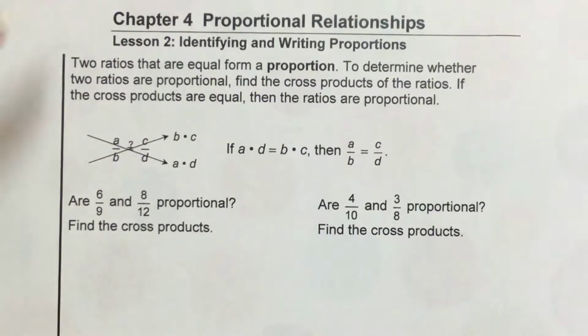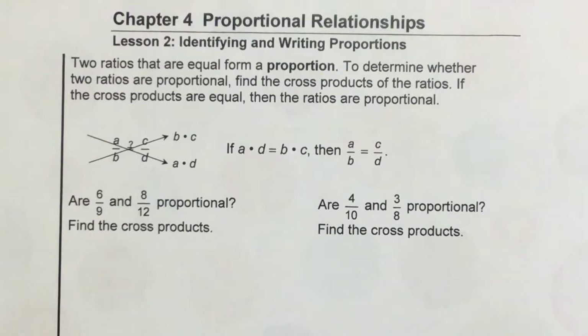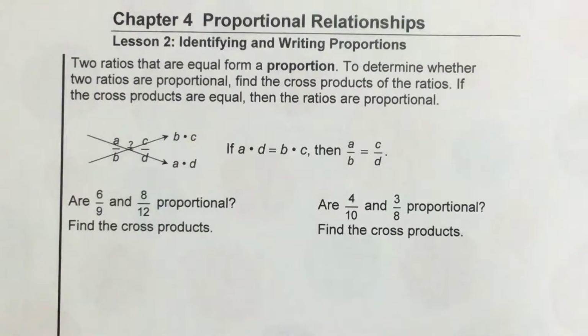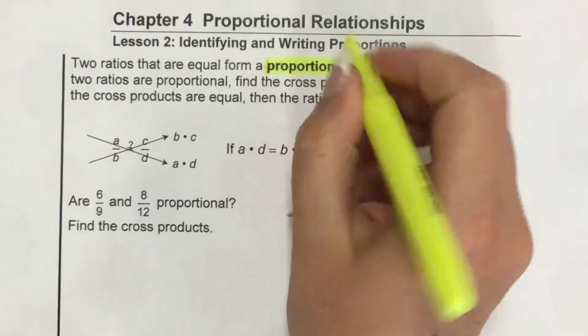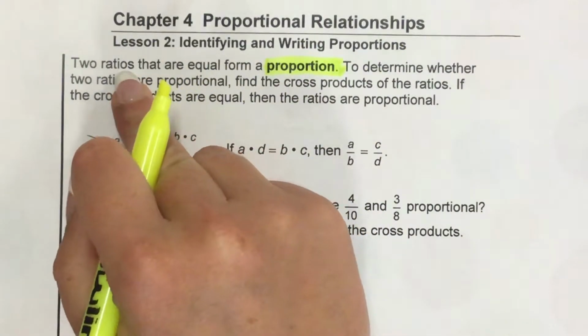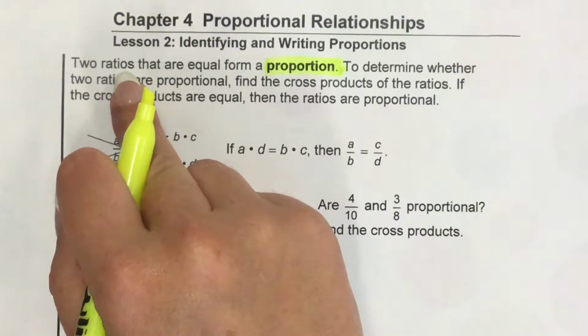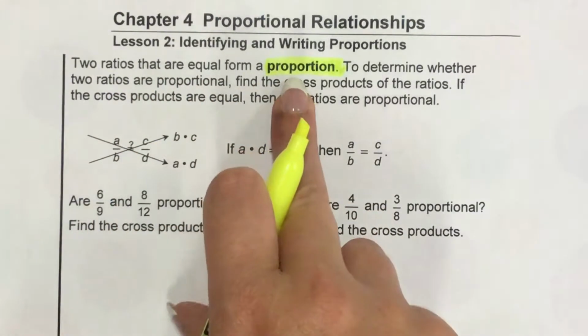All right, we are back talking about Chapter 4, Proportional Relationships. And now we're moving on to Lesson 2, Identifying and Writing Proportions. Two ratios that are equal form a proportion. And remember, when we're talking about ratios, for the most part, we're going to be using them in their fractional form. So two ratios or two fractions that are equal to each other form a proportion.